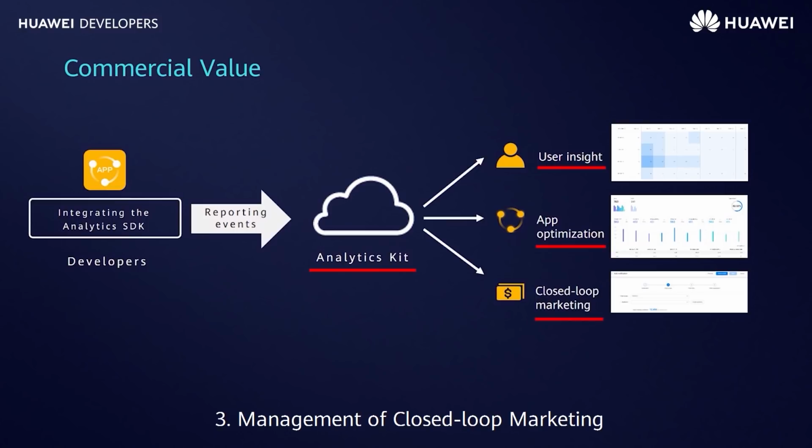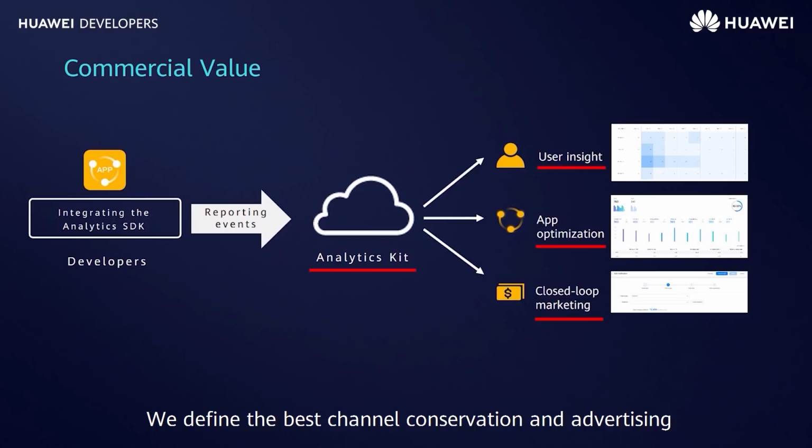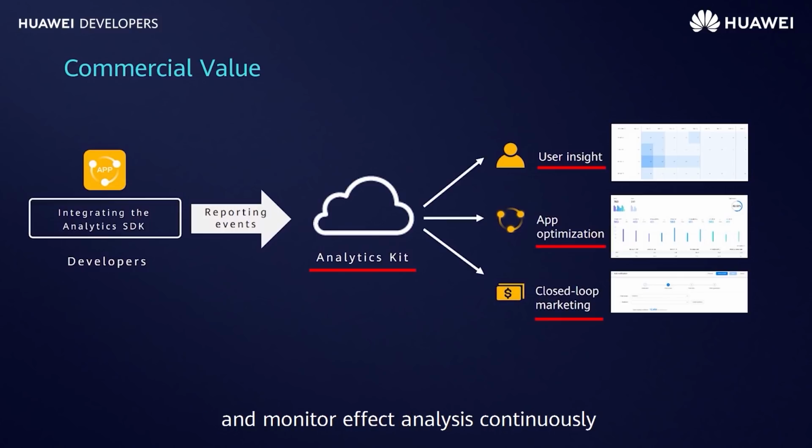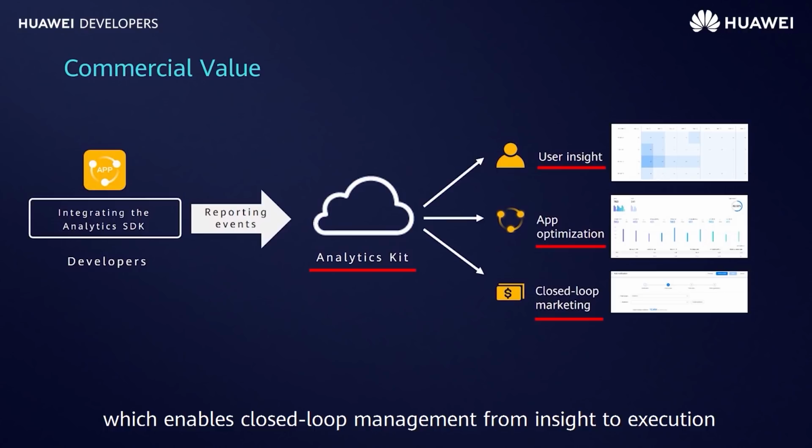3. Management of closed-loop marketing. Based on user behavior and feature analysis, we can form a specific group to monitor key operational indicators to achieve more accurate marketing activities. Based on event analysis provided by analysis service, we define the best channel and advertising to realize targeted delivery and push service and monitor effect analysis continuously, which enables closed-loop management from insight to execution.